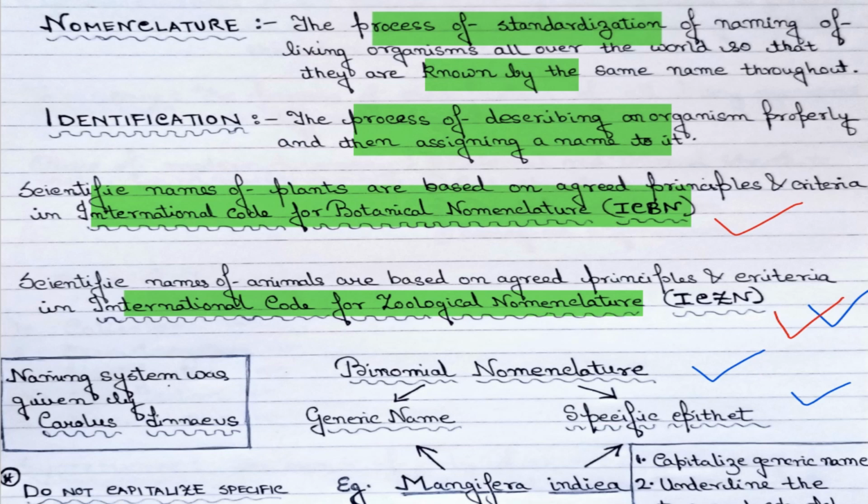So the general naming or nomenclature in our scientific world is referred to as binomial nomenclature. What does binomial nomenclature consist of? A generic name and a specific epithet. And it was first given by a very famous scientist, Carolus Linnaeus.